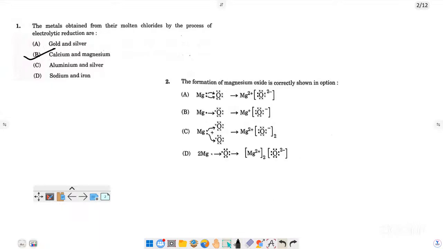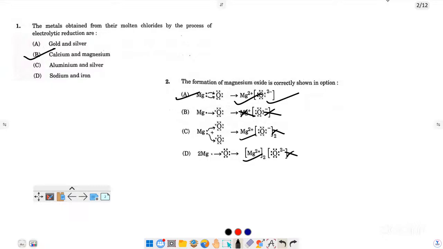The formation of magnesium oxide is correctly shown in option. You can see magnesium donating 2 electrons, oxygen accepting 2 electrons. So magnesium becomes 2 plus, so this is correct. This is wrong. What about oxygen? Oxygen 2 minus. This is incorrect. This is also incorrect. This is the correct one. So A is the correct answer.